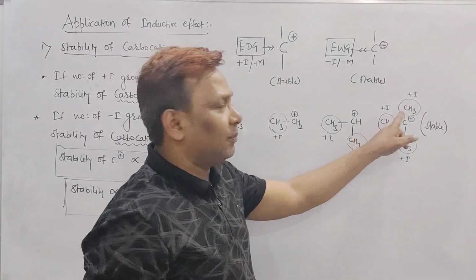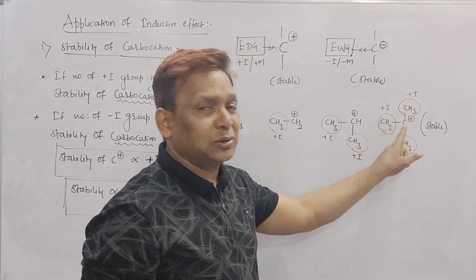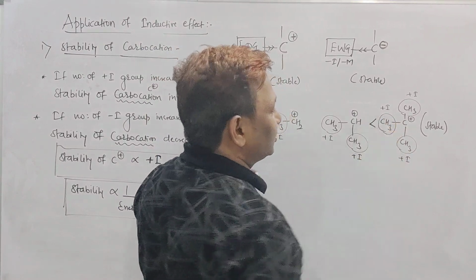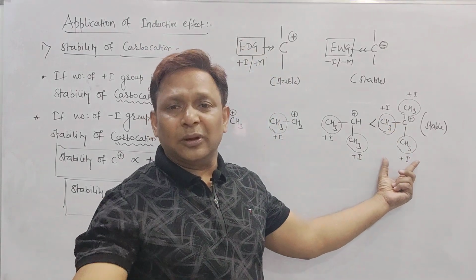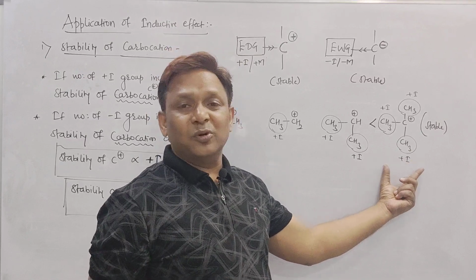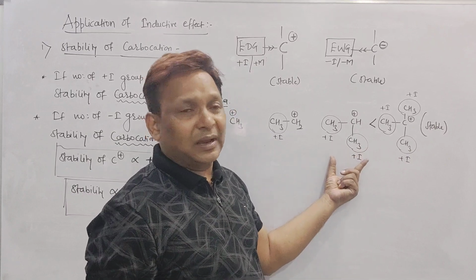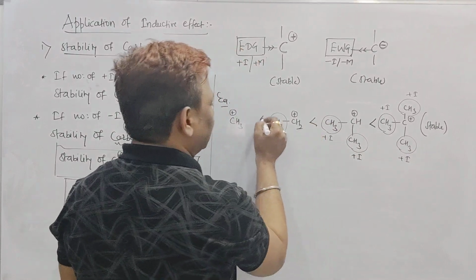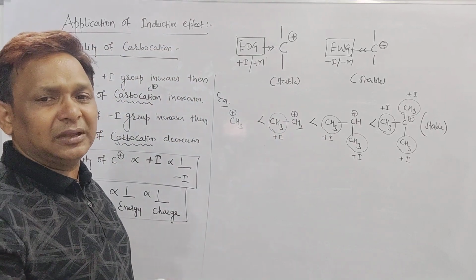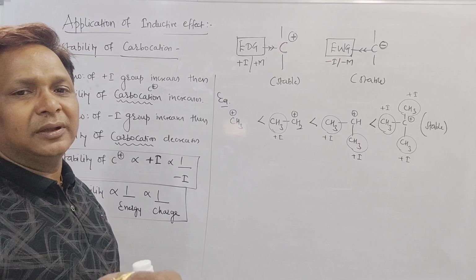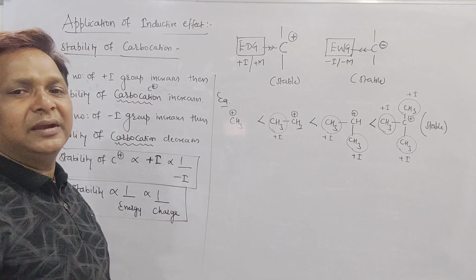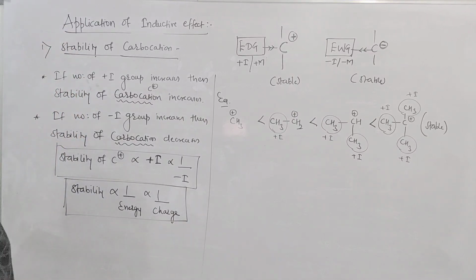So greater the number of plus I, greater the tendency to donate the lone pair on the carbocation and more stable it is. So we can say, beta, tertiary butyl carbocation is more stable, right? Tertiary butyl carbocation is more stable than the secondary propyl carbocation, than the ethyl carbocation, than the methyl carbocation. Is it clear, beta? So stability of this carbocation depends on the number of plus I groups present on it. Beta, greater the number of plus I, greater the stability of carbocation, right?